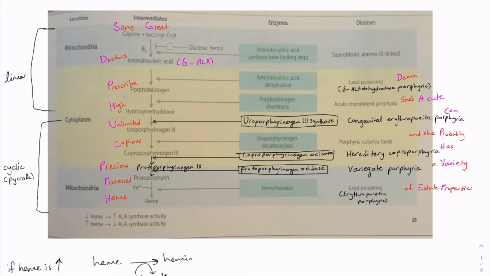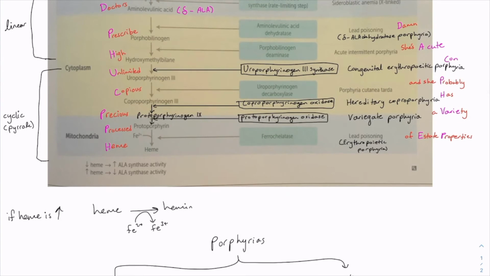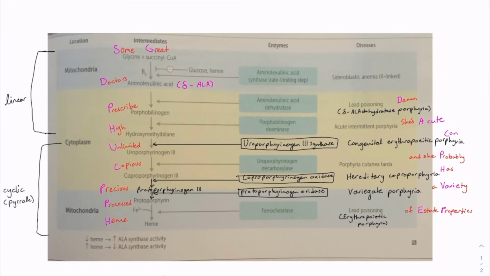Now, when this heme accumulates and we don't need any more heme, it will be converted to hemin by the oxidation of ferrous into ferric ions. And this would then exert negative feedback all the way back here on this enzyme in the very first step of this pathway, which is the ALA synthase. So this heme would exert negative feedback, and it would tell it to stop the pathway because we have enough heme.